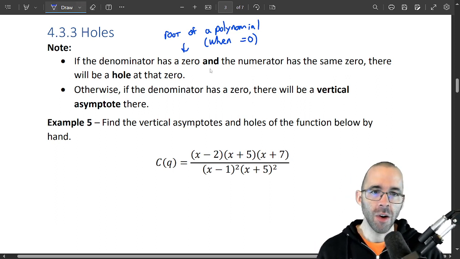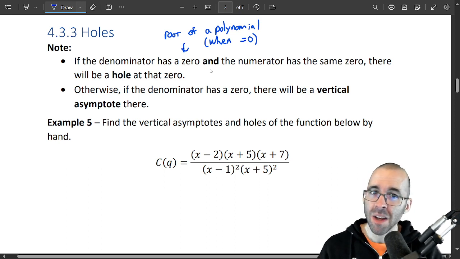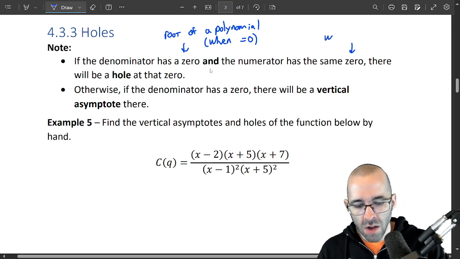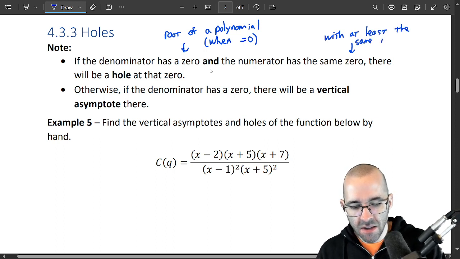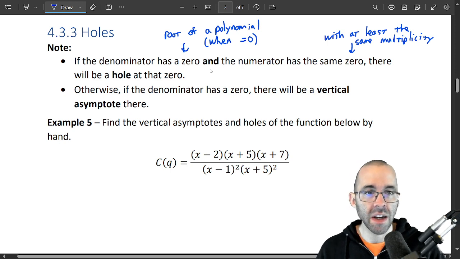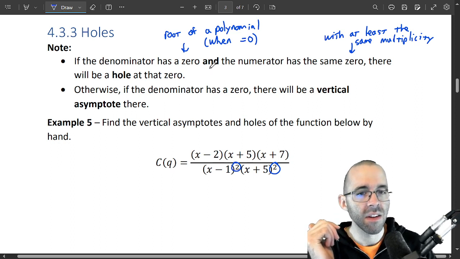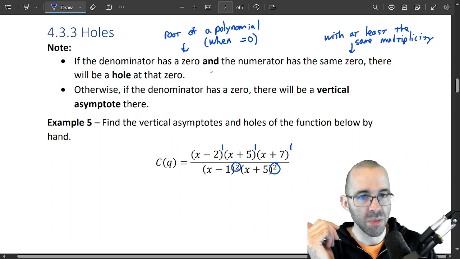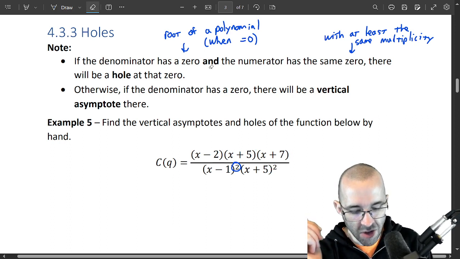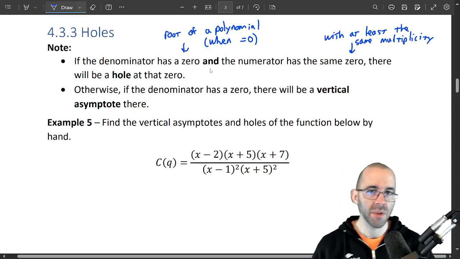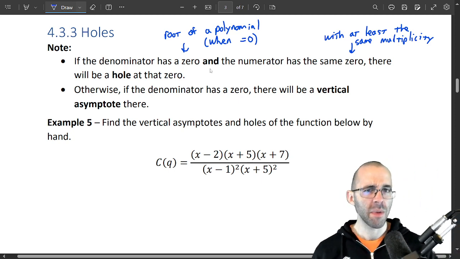So if the denominator has a 0, and this is a little complicated, so bear with me. If the denominator has a 0 and the numerator has the same 0 with at least the same multiplicity, this is very important right here. What did multiplicity mean? Multiplicity was how many times that factor happened. So down here, multiplicity 1, multiplicity 1, multiplicity 1 on the top, and multiplicity 2s of those factors on the bottom. Then there's going to be a hole. Otherwise, there will be a vertical asymptote. So there's just a very specific case where there might be a hole.